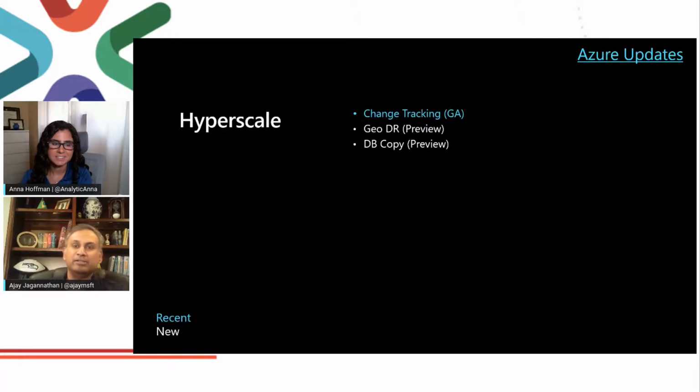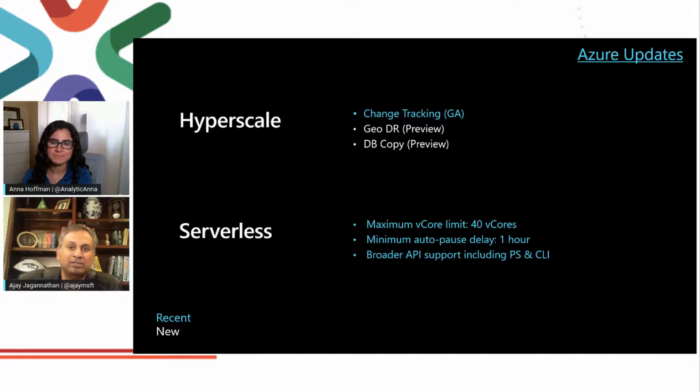For Hyperscale, we recently GA'd change tracking. So if you want to build applications to track changes in your data lineage as it goes through its life cycle, it's available now. We also announced preview for GeoDR and database copy options, which were required by customers. And on serverless, a few things we have done are to increase the upper limit for your max vCore elasticity up to 40 vCores. We continue to improve the API experience for connection retries as well as connection resiliency. So look forward to further improvements in the serverless area.